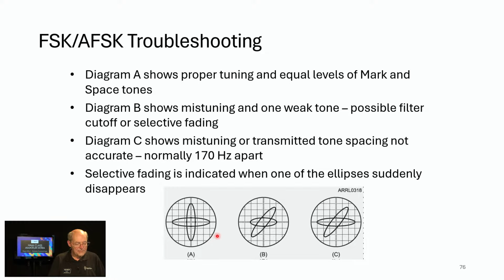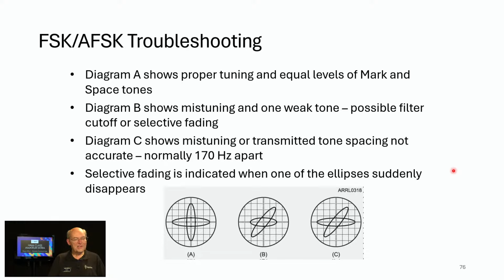It's kind of intuitive. Okay, diagram B: notice that one of these is shorter than the other one, and it's not straight up and down. So it's telling us that there may be some mistuning and a weak tone. So this could be a technical problem in your radio. And then diagram C shows mistuning. You see this is offset, and the spacing is not accurate. These are things that you can derive from the display. If the spacing was correct, these would be perpendicular to one another.